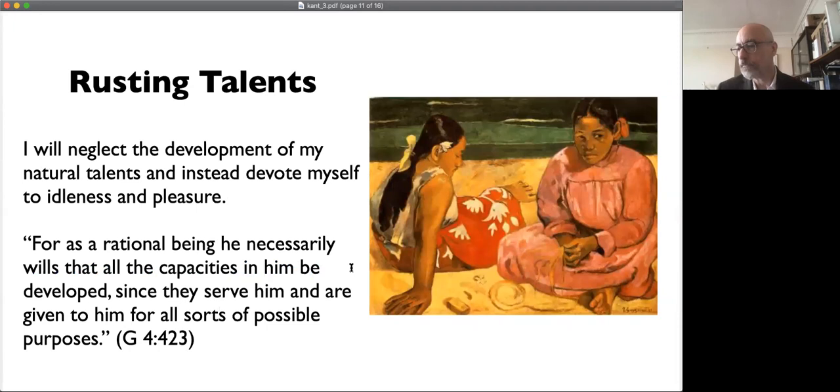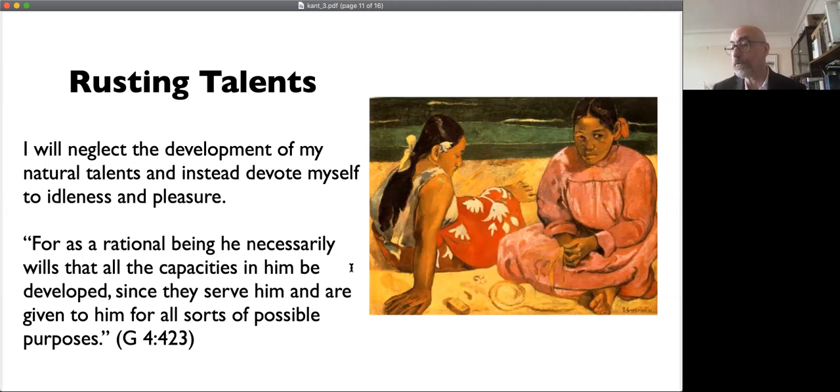Let's look at the third example. Now, again, while these previous two examples deployed the contradiction in conception test, Kant's third and fourth examples are going to deploy the contradiction in volition test.